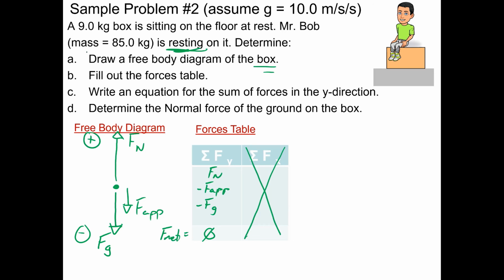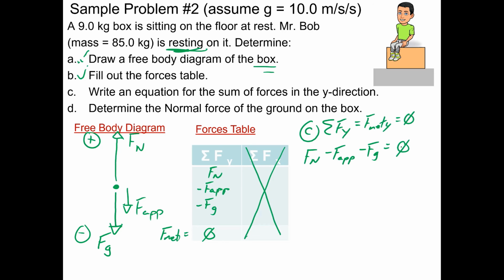So we drew the free body diagram, we filled out the forces table. So now we have to write an equation for the sum of the forces in the y direction. So part C, the sum of the forces in the y direction is going to equal the net force in the y direction, which equals 0. So what we can do here is say the normal force minus the applied force minus the gravity force equals 0.